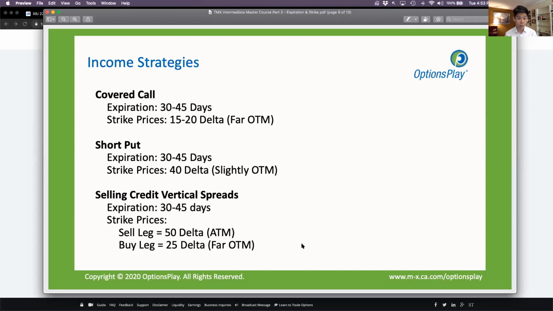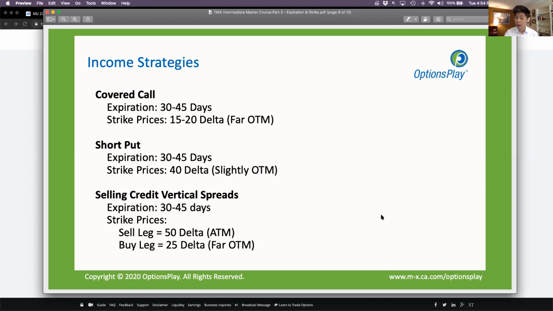When you sell a credit spread, your risk is many times double the reward that you could potentially receive. So the risk to reward on income strategies is really skewed against you. And that's why the probability of success on many income strategies is relatively high.